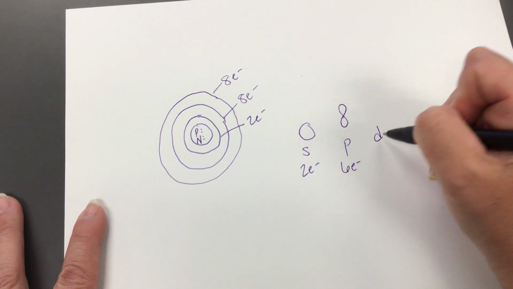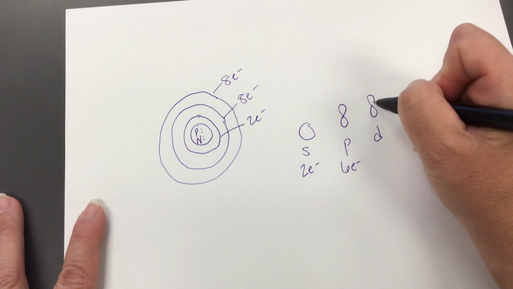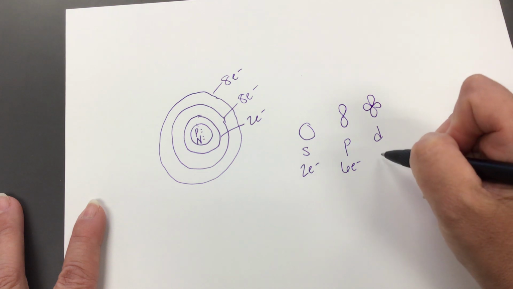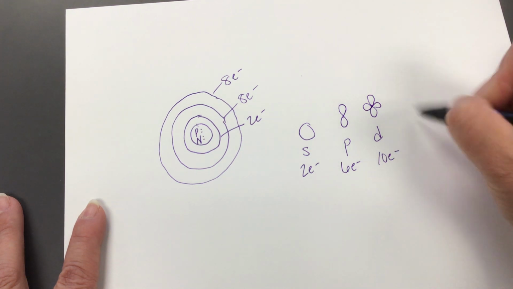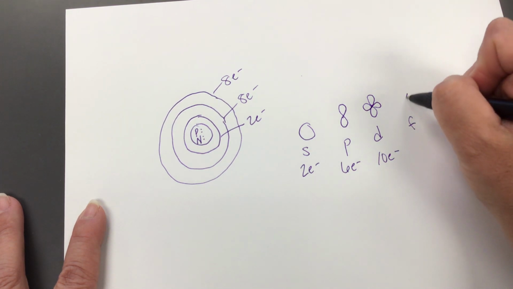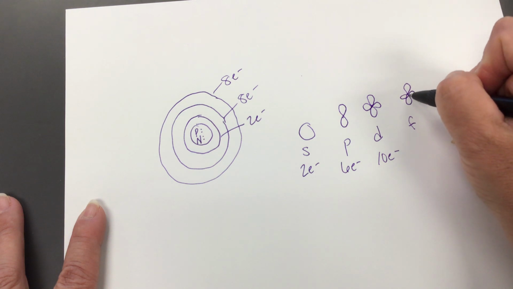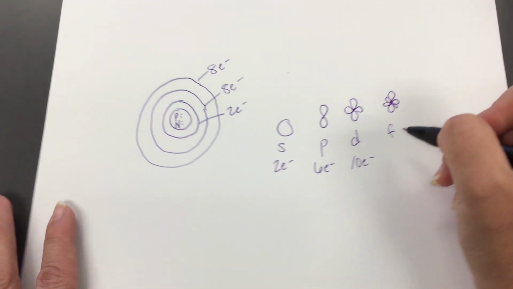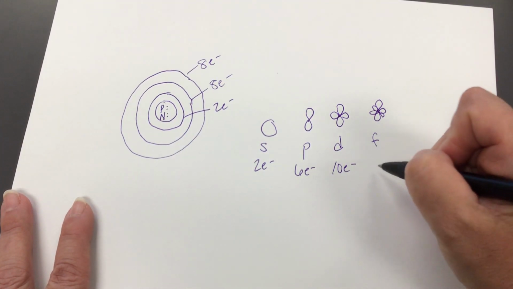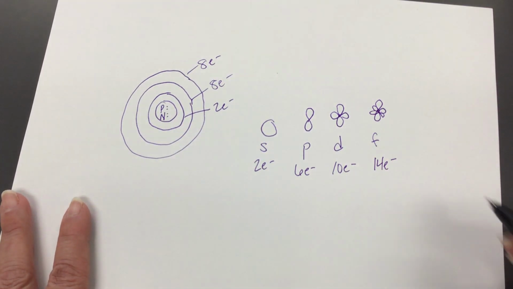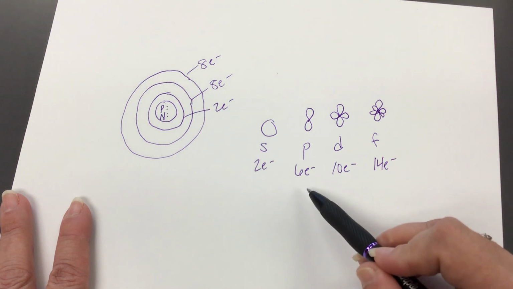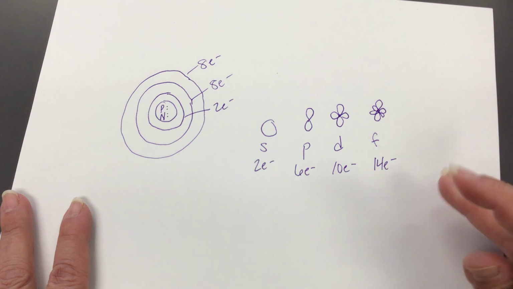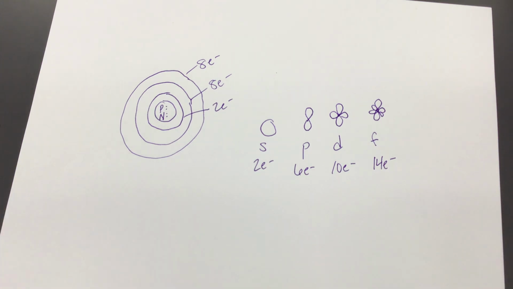Then we have a d orbital, and this is like having 2 p orbitals going different directions, and this can hold 10 electrons. And then we have an f orbital, and it's like the d, but then we have one that kind of comes front to back, and you don't need to worry about these shapes so much. That one can hold 14 electrons. If you notice, they go up by 4s: 2, 6, 10, 14, okay? So those are the orbitals.